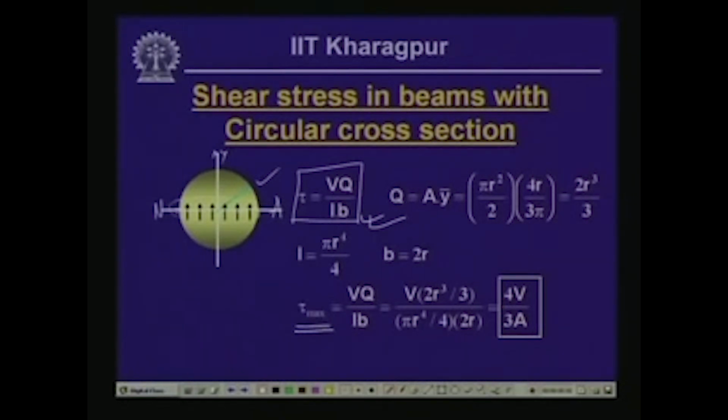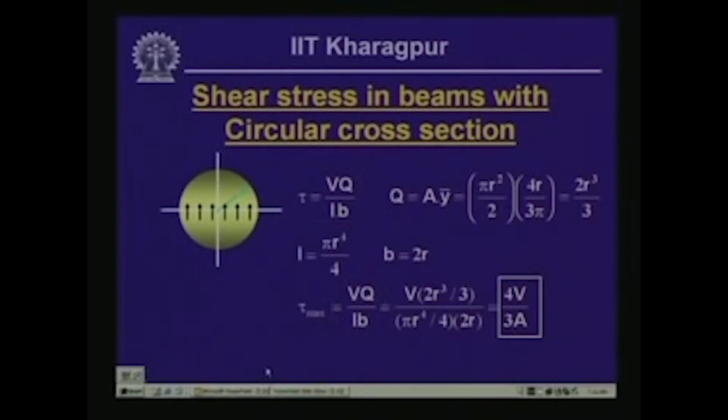Consequently, if we compute, the maximum shear stress which we get at the neutral axis is equal to 4/3 V by A, and this again we compute from V q by I b, where q is the moment of the area above the section where we are considering the shear stress, which is the neutral axis in this particular case. So, the maximum value of shear stress for the circular cross section is 4/3 V by A, where again A is the cross sectional area of the circular section.